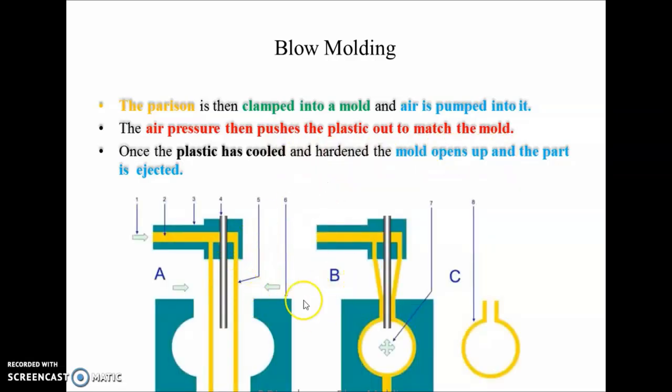This is the diagram or example of the blow molding process. This is the mold cavity. This is the parison tube. From the core, the air gets blown in and the plastic part gets expanded and attains the shape of the mold, and after it gets cooled, the final part gets ejected. This is the major principle behind the blow molding process.